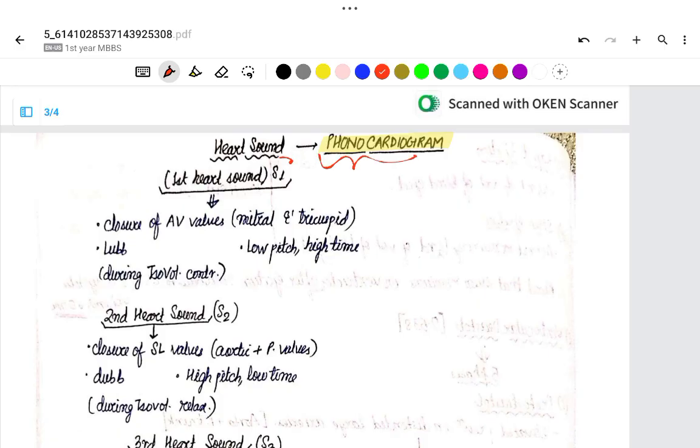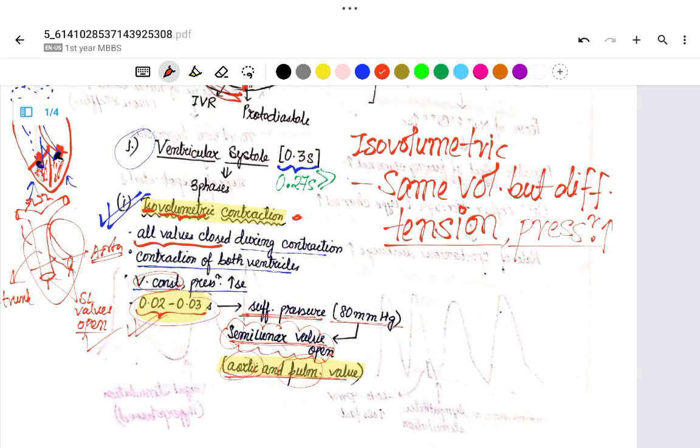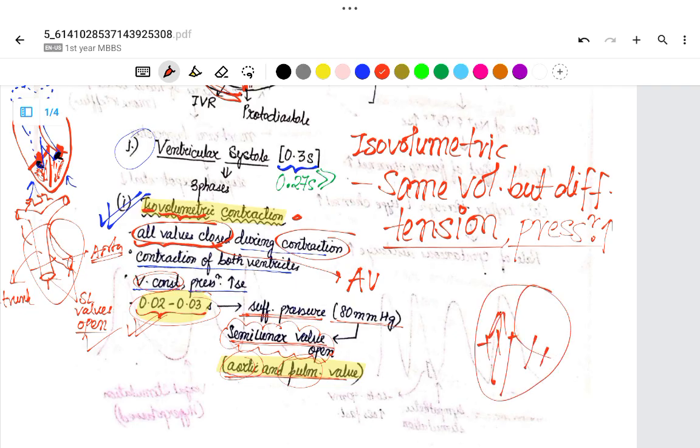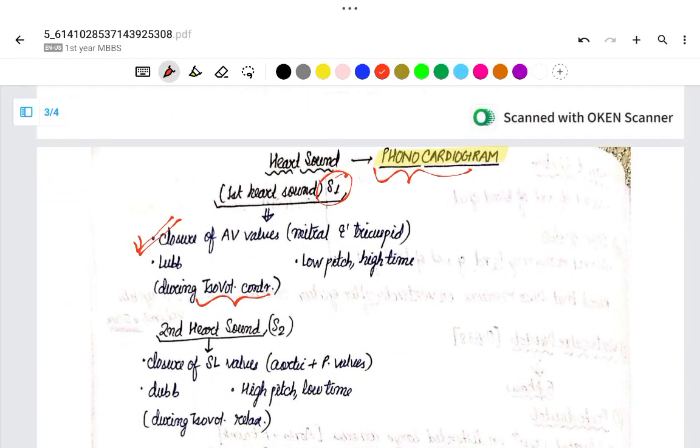Now, the first heart sound, S1, is the closure of the AV valves, the atrioventricular valves. Where does it occur? In the isovolumetric contraction. All the valves are closed during contraction. All the valves means what? Even the AV valves are closed. Because if the AV valves are open and the ventricles contract, the blood will move back to the atria. We don't want this, we want to prevent this. So to prevent this, the AV valves close during the isovolumetric contraction.